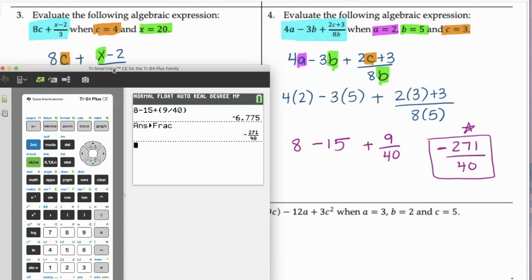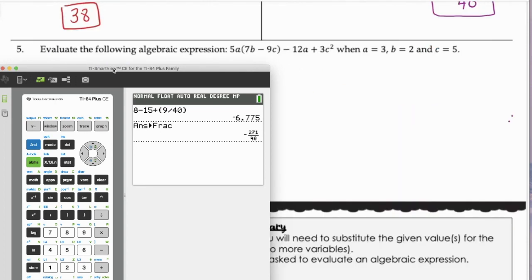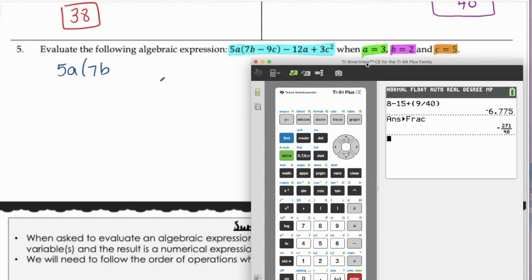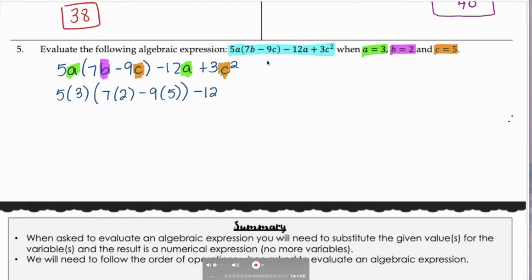Okay, last one. For number 5, we have our algebraic expression. Again, it got very complex, it looks like. We have our A, B, and the C. Next thing you're going to do is identify the variables. I like color coding. It makes it, again, easier for it to stand out. So that's just me. So now I'm going to replace. All right, so I replaced everything.